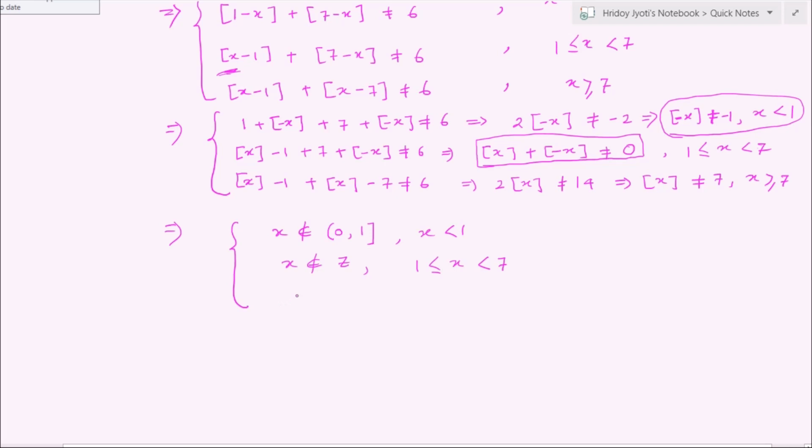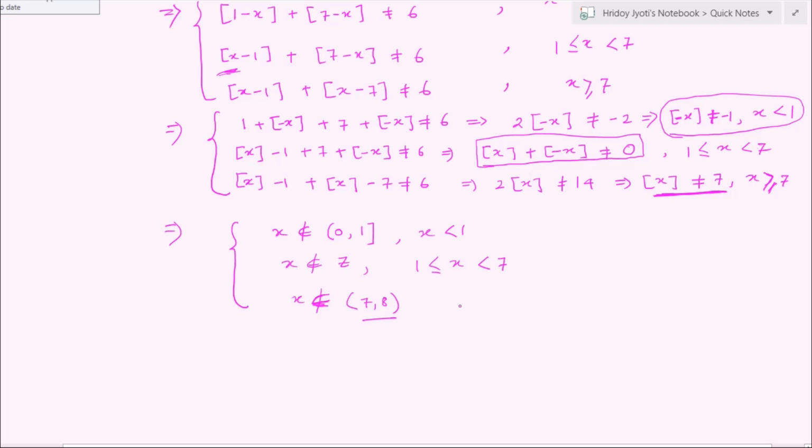And the third one, GIF of x is not equal to 7 when x is greater than or equal to 7. So x should not belong to 7 to 8, because GIF of x should not be equal to 7 only. So we have to remove all x for which GIF of x is 7, for all x which are greater than or equal to 7. So we'll neglect this interval.